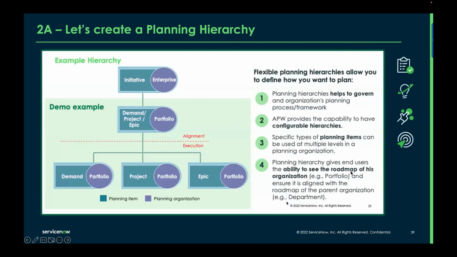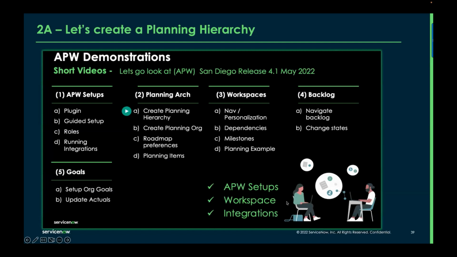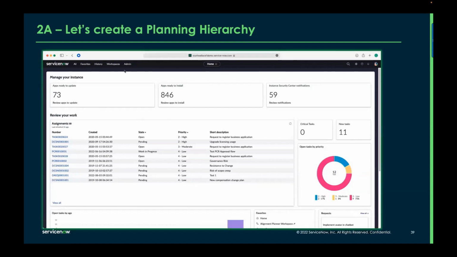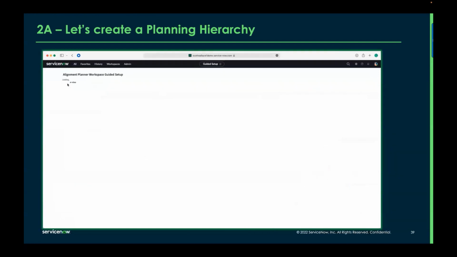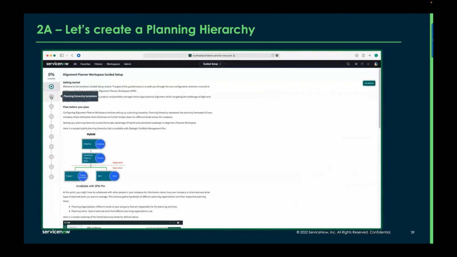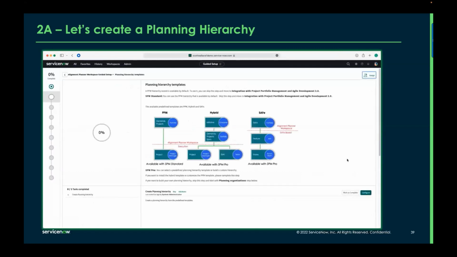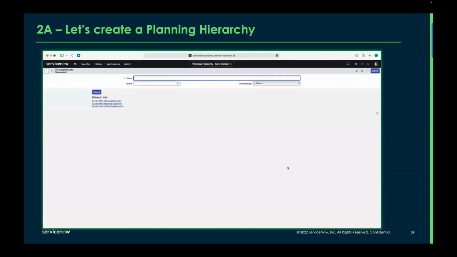We also give you information on how to build out your hierarchies. So let's go look at the actual demo of how to do that. So, creating a planning hierarchy. You go to guided setup, you go to the planning hierarchy. We've probably gone through a little of this already, but this is how you do this setup. You use the guided setup. You want to pick hybrid.